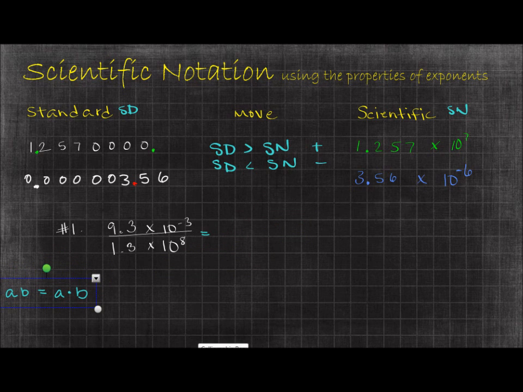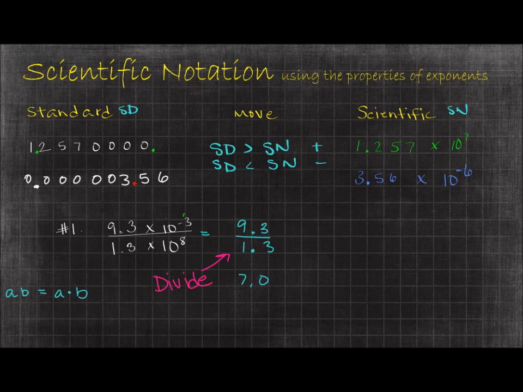So, if I'm looking at this particular property, I can just deal with the 9.3 and the 1.3 all by itself. So I can take 9.3 and just divide it by the 1.3. And what you get is 7.0. So all I did was divide, and I divided just the regular numbers.